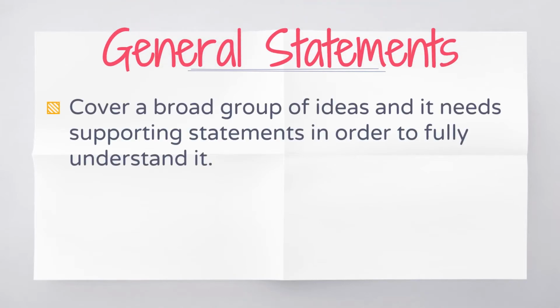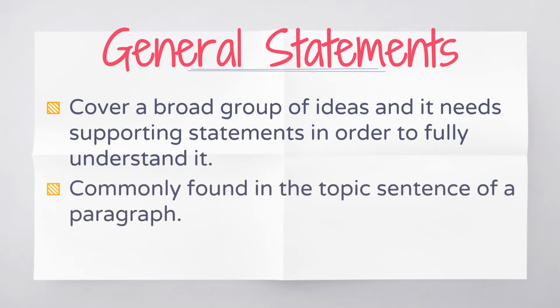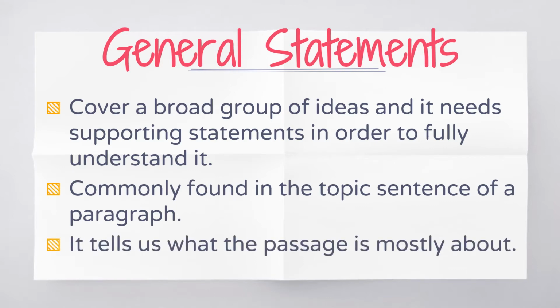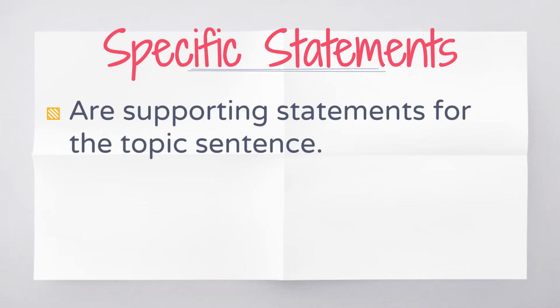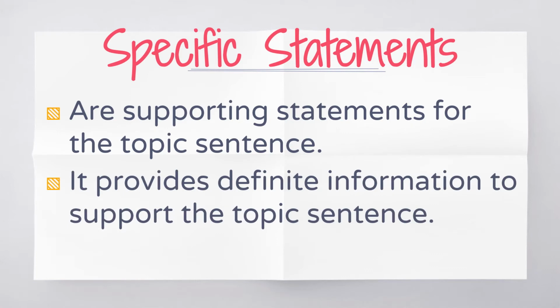General statements cover a broad group of ideas and need supporting statements in order to fully understand them. Commonly found in the topic sentence of a paragraph, it tells us what the passage is mostly about. Specific statements are supporting statements for the topic sentence. They provide definite information to support the topic sentence.